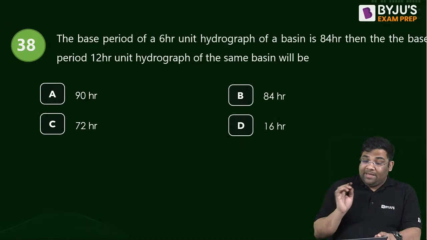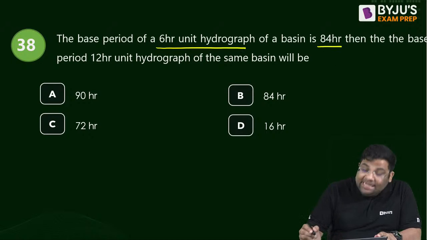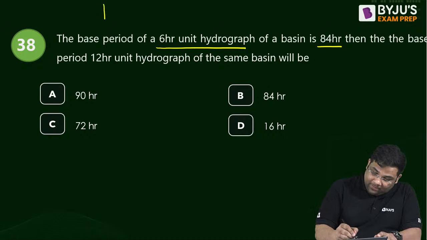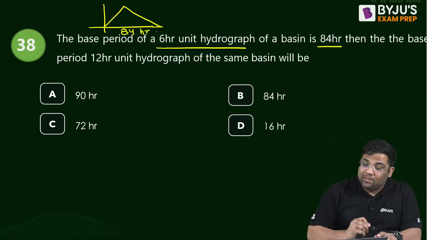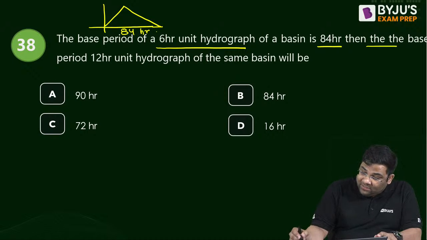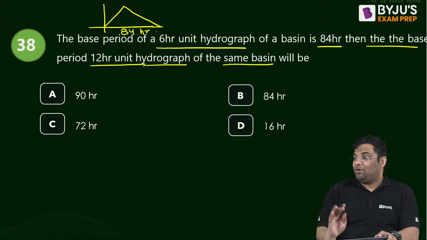Base period of a 6-hour unit hydrograph of a basin is 84 hours, okay? So if a unit hydrograph is there, this is the 84 hours, the base is 84 hours, okay? The base of a 12-hour unit hydrograph of the same basin, what will be the answer to this?